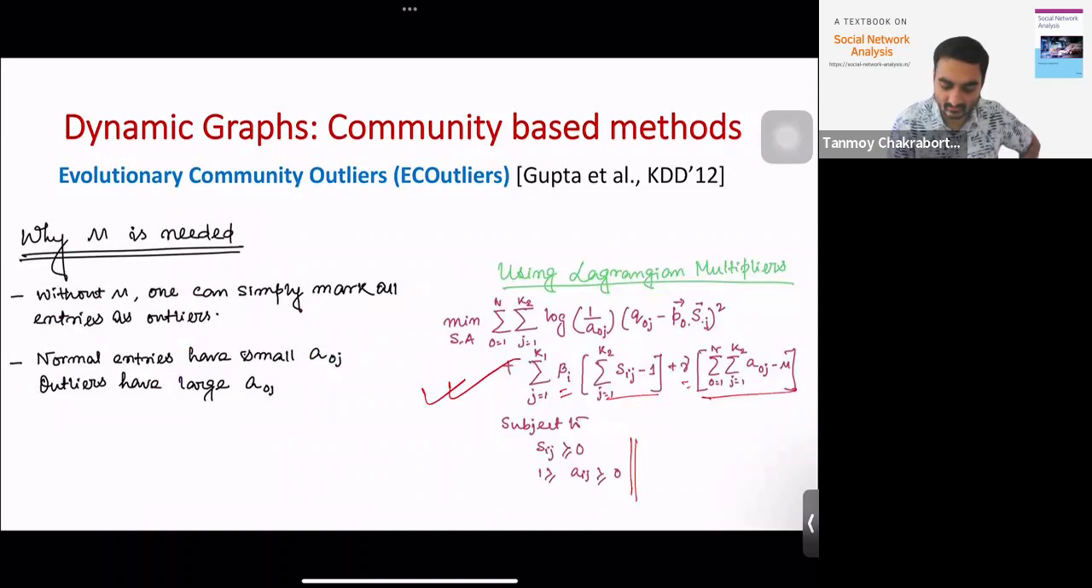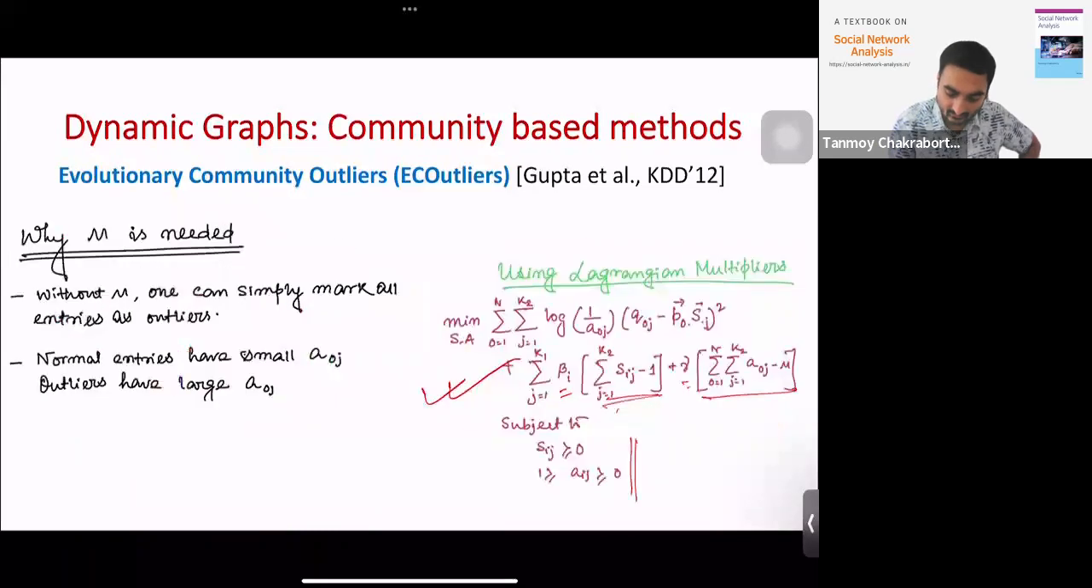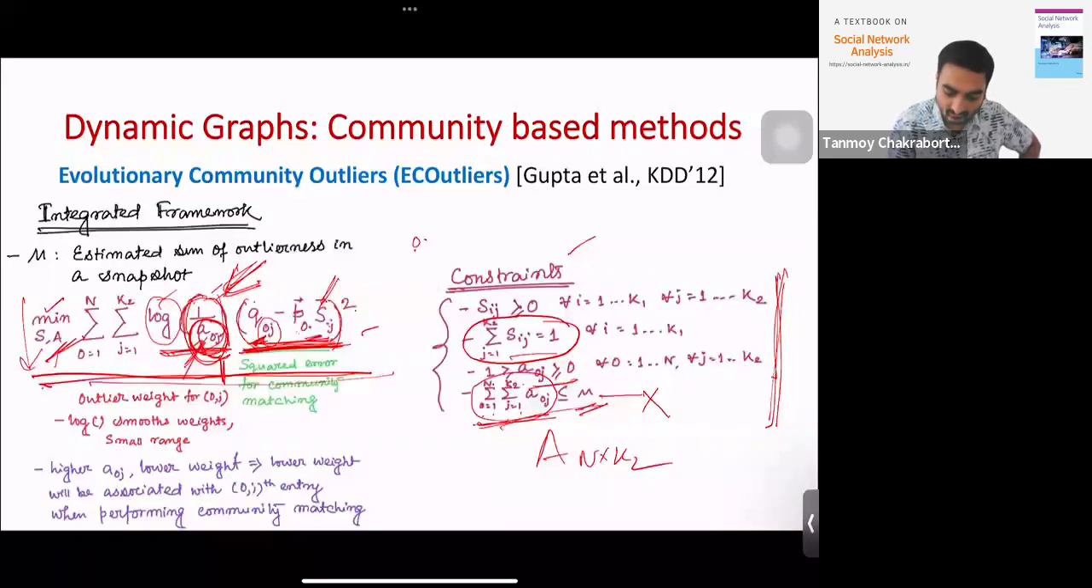Subject to these 2 things: all Sij should be greater than or equal to 0, right? Because I moved this one here, and this one here. The remaining 2 constraints are still there. This constraint is still there, right? And this constraint is still there.